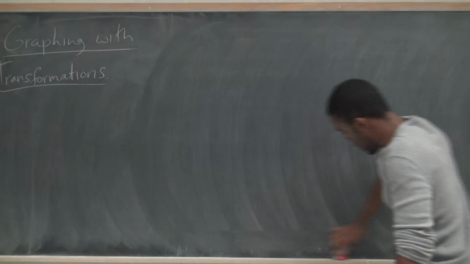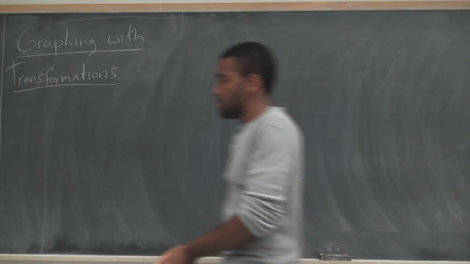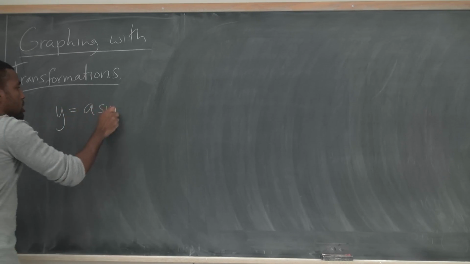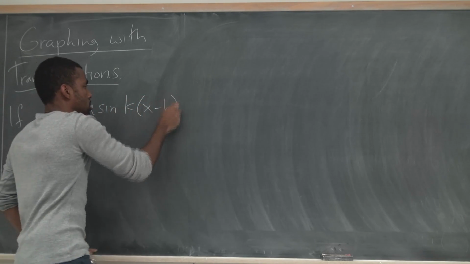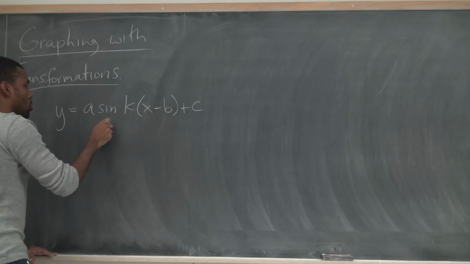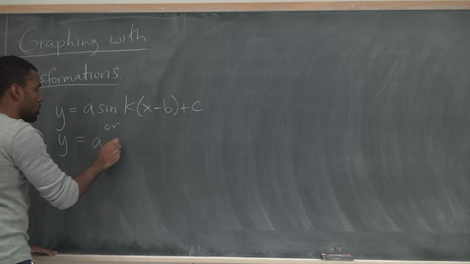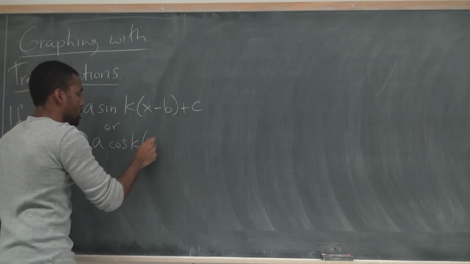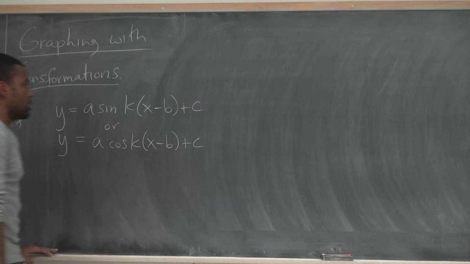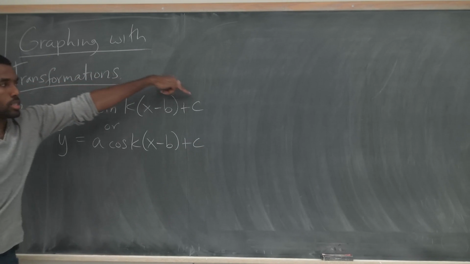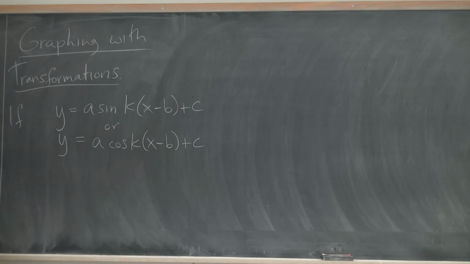I'm only going to remind you how to graph different variations of sine and cosine, because those are the ones that are going to show up. We don't really need the other ones right now. So for example, if y equals a sine(kx minus b) plus c, or y equals a cosine(kx minus b) plus c, a, k, b, and c are just constants, right? Then we can tell a few things about the graph.